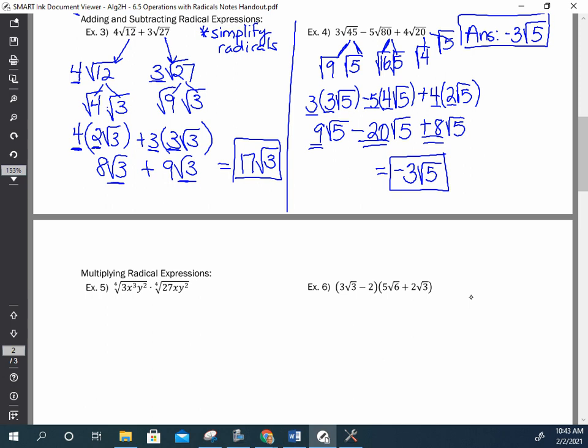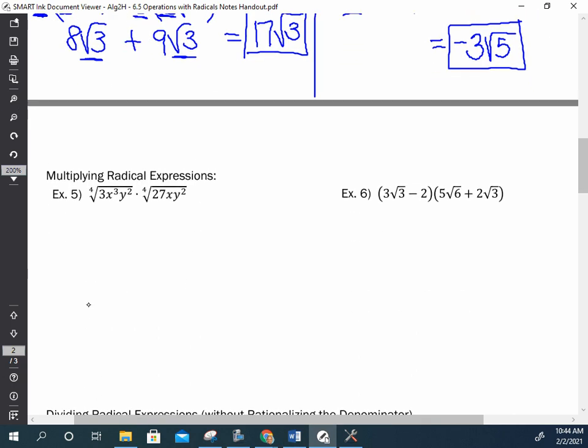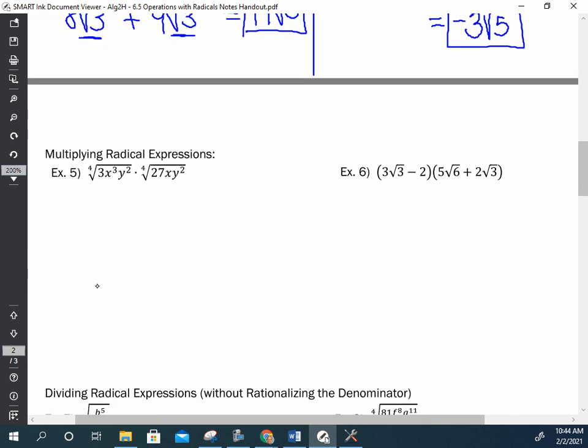multiplying radical expressions depends on what you have. If you have two radicals, you're going to multiply radicals together. If you have something that looks like distributive property or FOIL, then you're going to do distributive property or FOIL. Depends on the problem. So let's first gaze our eyes on example 5.